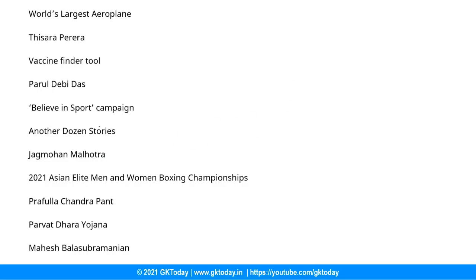Next is 2021 Asian Elite Men and Women Boxing Championship. Previously it was supposed to be in Delhi, but because of coronavirus now it is being shifted to Dubai. Dubai is in UAE.